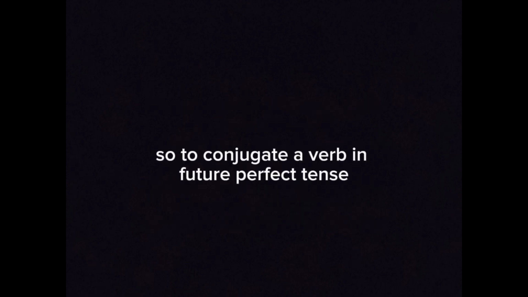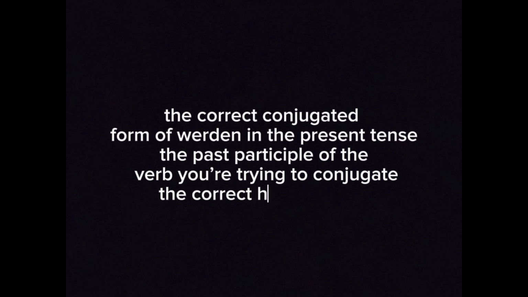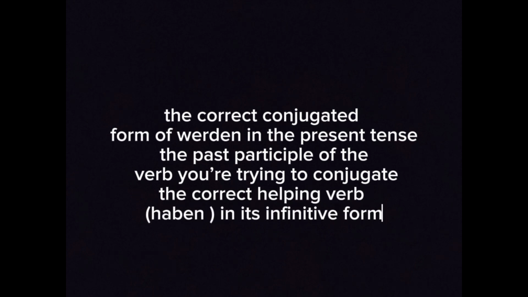So, to conjugate a verb in future perfect in German, these are the rules that you need to follow. First, the correct conjugated form of werden in the present tense, the past participle of the verb you are trying to conjugate, and the correct helping verb haben in its infinitive form. Now let's look at some examples that will clear the concept.